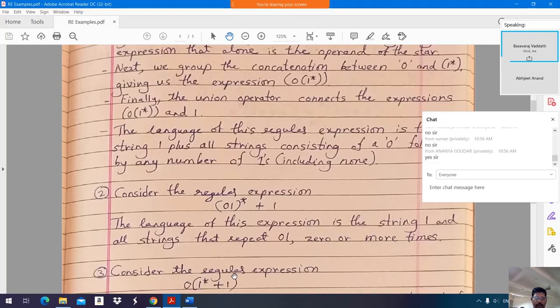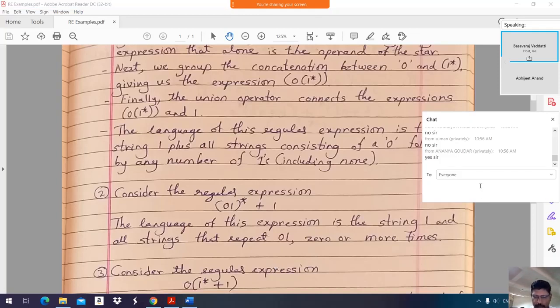0 within parenthesis 1 star plus 1. Let me know what is the language represented by this regular expression. 0, within parenthesis, 1 star, plus 1.